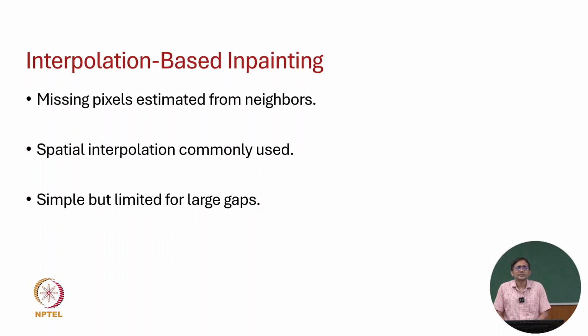One could traditionally use some kind of interpolation based inpainting, where missing pixels are estimated from the neighbors. However, this kind of approach is limited when this gap, the black region that we saw in the last slide, keeps on growing in size, and this kind of approach becomes quite limited.